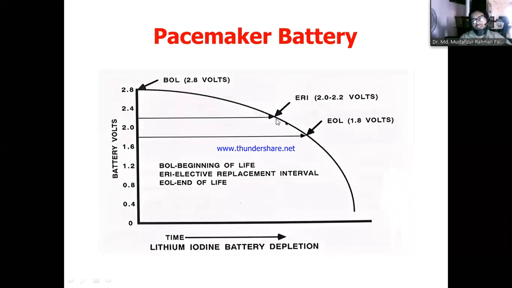After the ERI, there are more than 3 to 6 months. After the 3 to 6 months, the end of life will occur. In this range, it is around 1.8 volts, and the battery will not discharge any impulse. So it is the end of life. It is a very grave condition. So before that, at ERI, we have to change our battery.